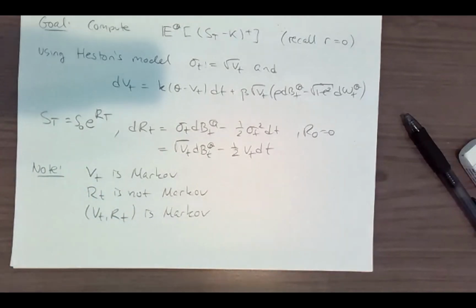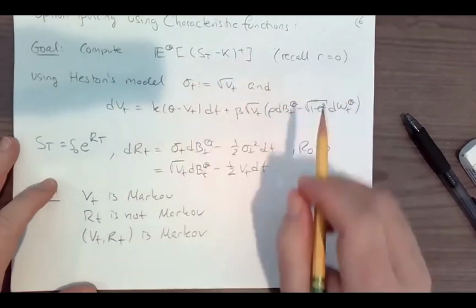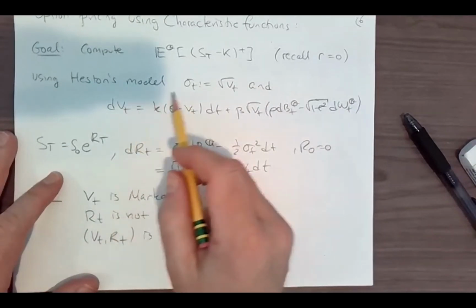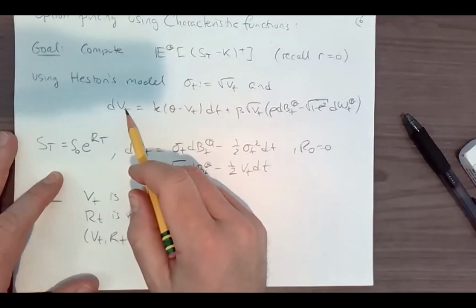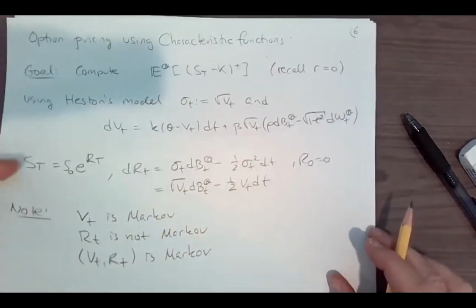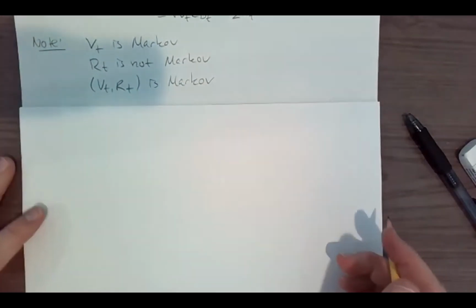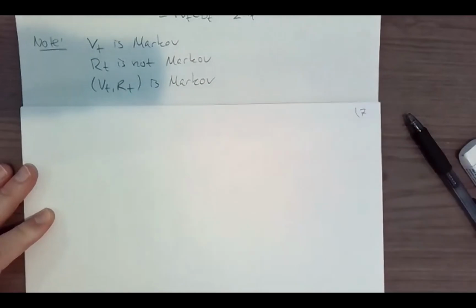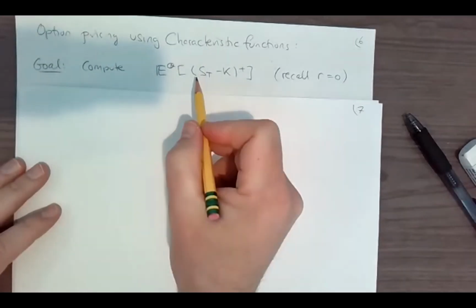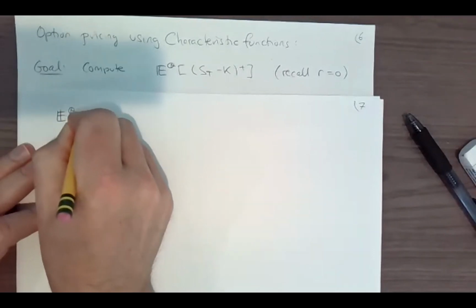Okay, so how are we going to go about our business? We need to compute this expectation up here. All we have so far is the dynamics of V under Q and characteristic functions. So we need to bring characteristic functions into the game. Maybe we should start by breaking this expectation into two components. We've done that in Black-Scholes. So let's do that again.